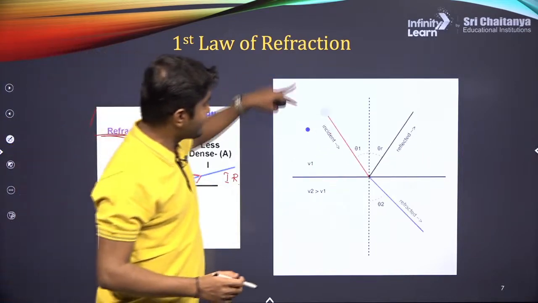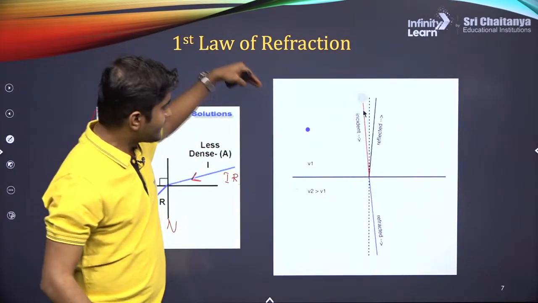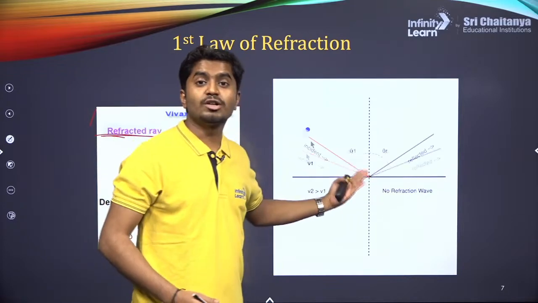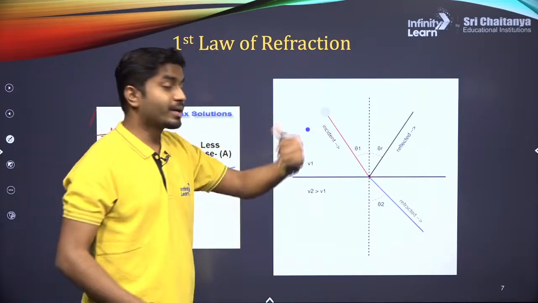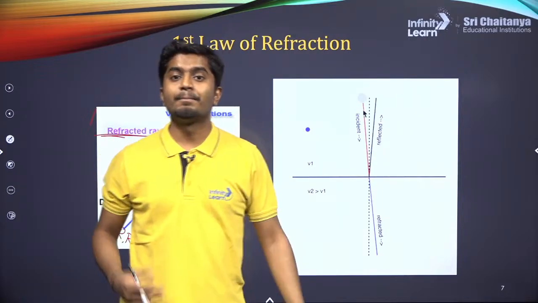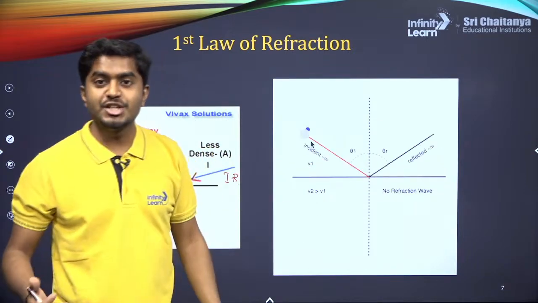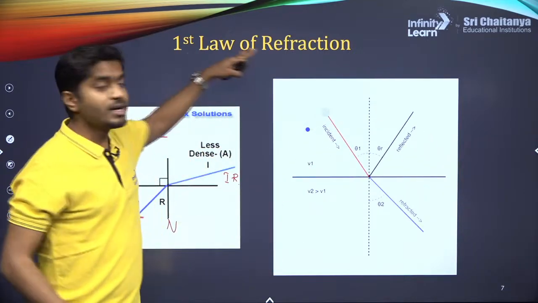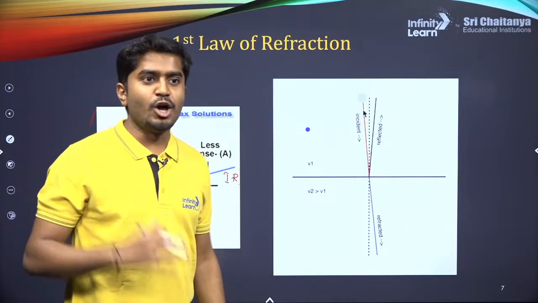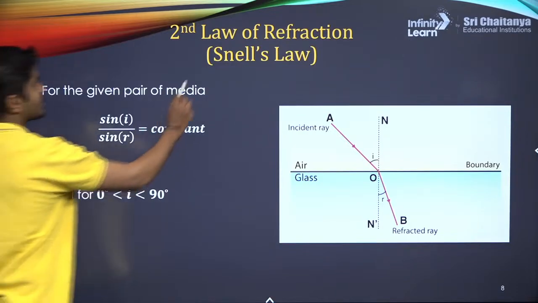For example, if the incident ray is in the plane of this board, then the normal is also in the plane. So the refracted ray cannot come outside of the plane or go inside. It has to be within this plane, within this two-dimensional region. This is the first law of refraction. And now the second law, it is also called Snell's law.